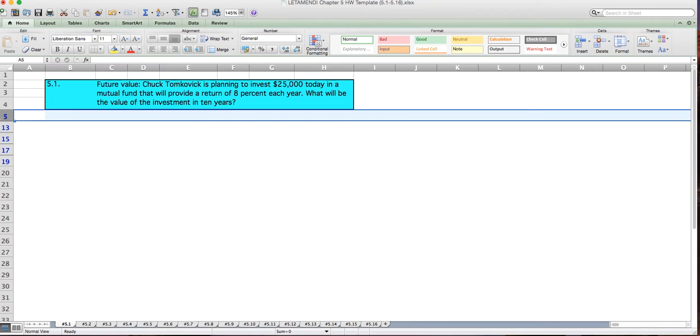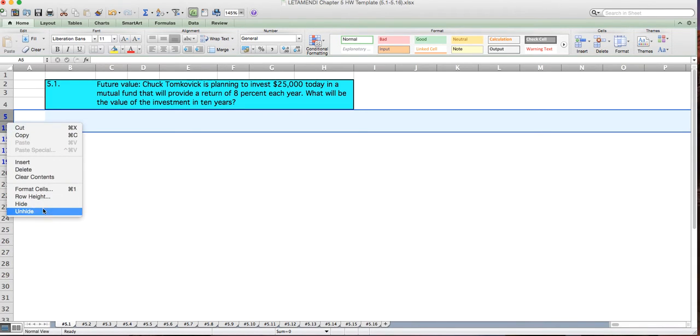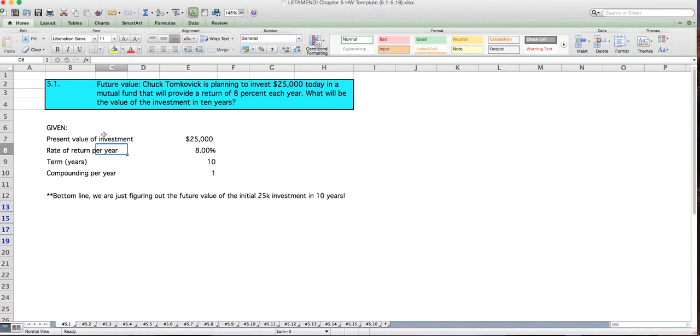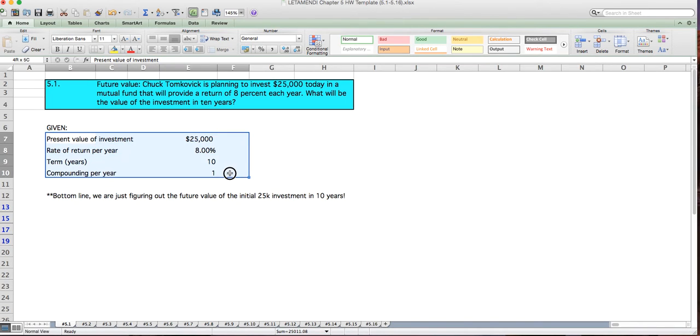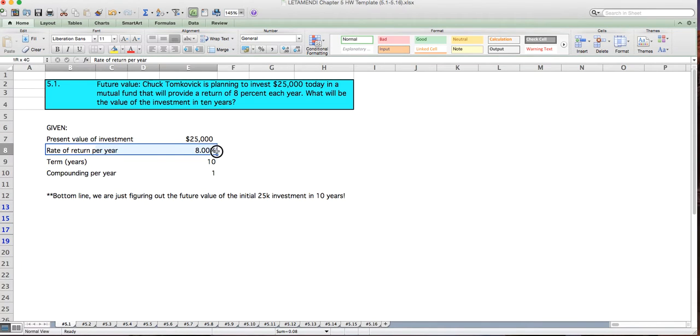So let's unhide this. So we have the given, right? As you remember from previous videos, always try to isolate the given. This is a word problem. You want to untangle this and try to figure out what it is that it's asking you. So we have the present value of the investment, we have the rate of return per year, we have the term, which is 10 years, and then we have the compounding per year.